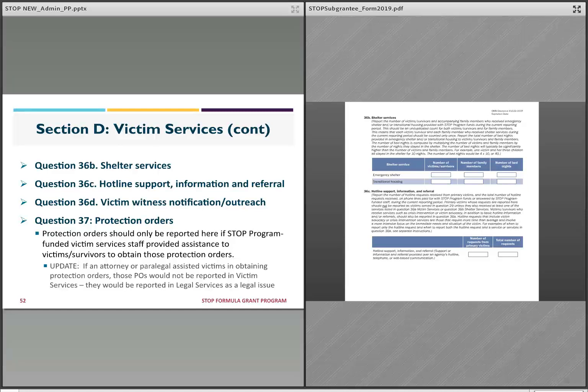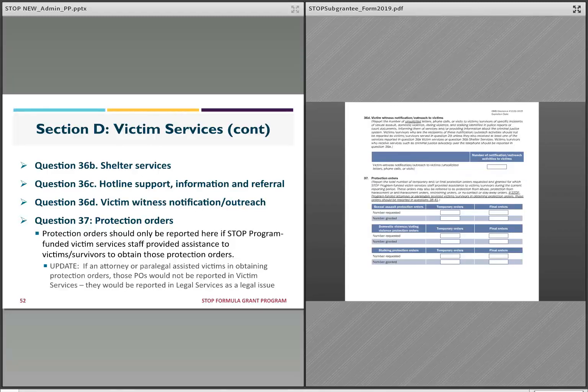It's very important when you're reviewing the subgrantee progress reporting forms to make sure that they're only reporting shelter services if STOP subgrant funding directly supported those shelter services. It should not include all shelter services provided by their organization, but only those services provided with STOP subgrant funding. The same goes for question 36C, hotline support information and referral. Hotline calls, for example, should only be reported in question 36C if STOP subgrant funding directly supported the phone line or the staff time answering those hotline calls.